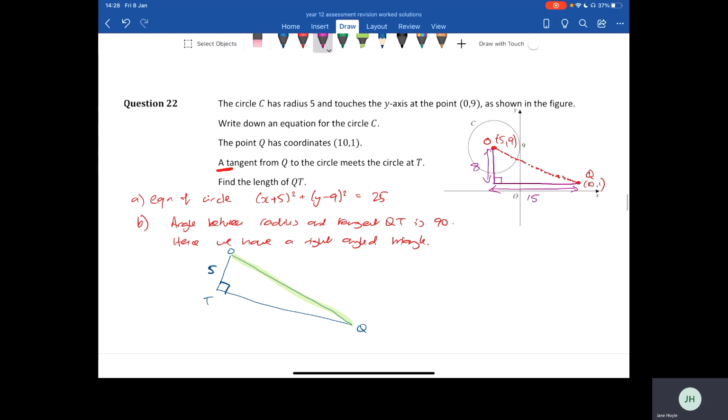So I could say that the length OQ is equal to the square root of 8 squared plus 15 squared. And I'm pretty sure that's a Pythagorean triple, isn't it? 64 plus 225, yeah, 289. If I square root that, I get 17. So I know that this is 17.